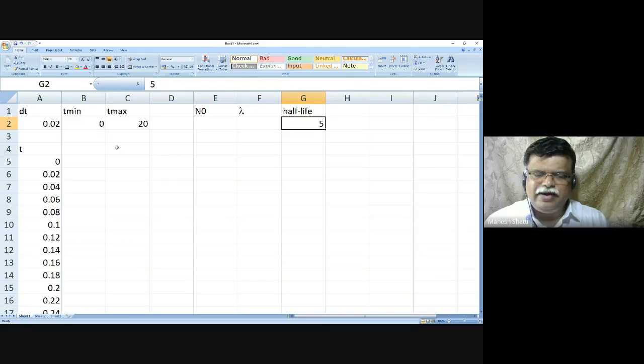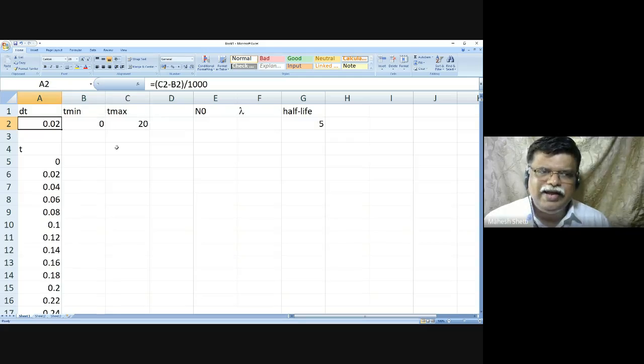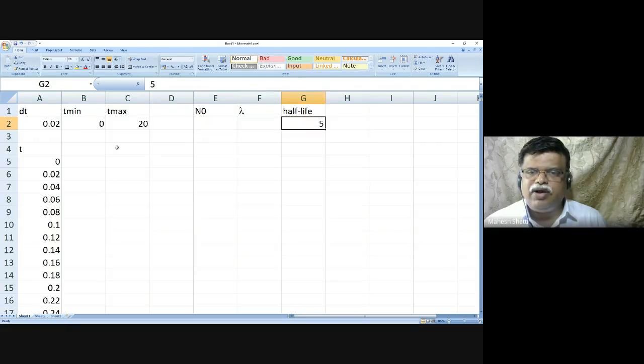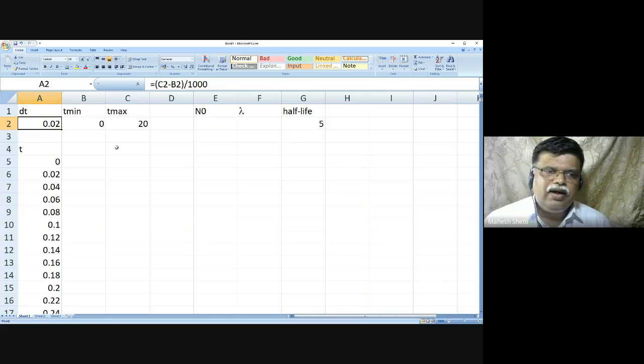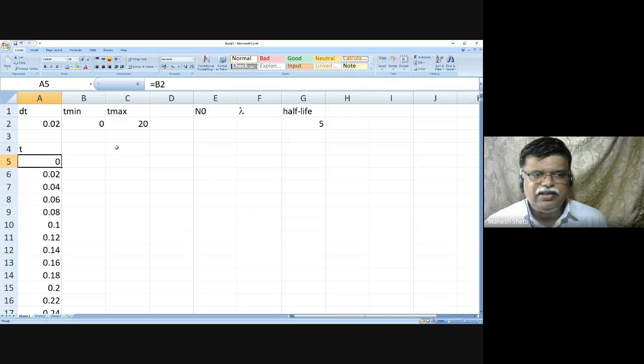Now that unit could be days, seconds, minutes, years, it could be 5 million years, it could be anything. But in the same unit, I'm going to talk about t max and dt also. When we say dt has to be small, how small is the important relative question. If I'm talking about 5 million years as my half life, then I'm talking about one step as 0.02 million years, which is basically 20,000 years. So my one step is 20,000 years.